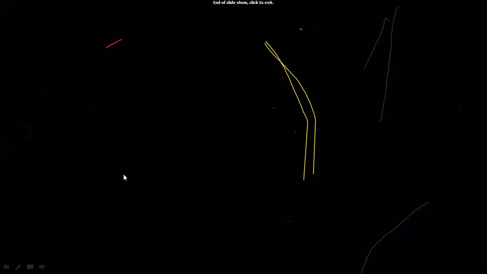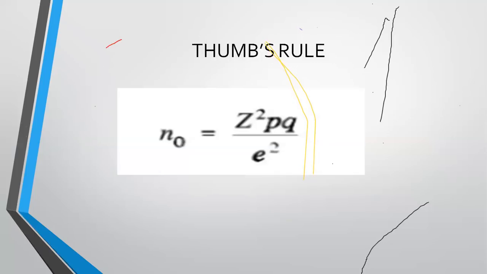And your Q, that small q, is equals to 1 minus P. If you are using Tom's rule, it will be 1 minus 0.3. And that will give you 0.7. If you are using Unwana, it will be 1 minus 0.4. And that will give you 0.6.